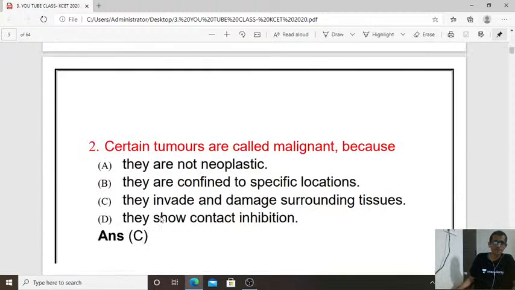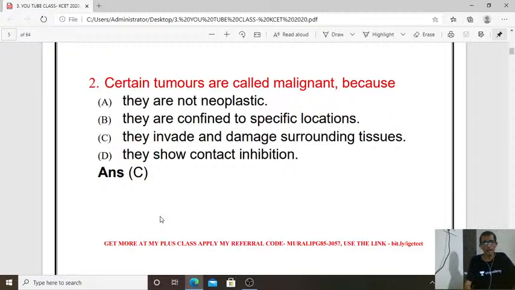Second question. Certain tumors are called malignant because of what reason? In the case of a tumor, there are two types: one is malignant, another is benign tumor, isn't it? What about a malignant tumor? They invade, meaning attack, and damage surrounding tissues. So C is the right answer for question number 2.